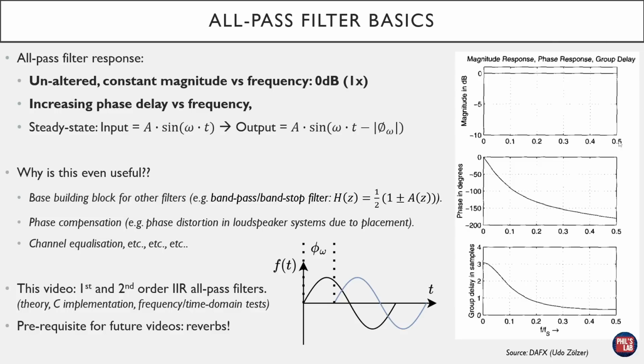On the x-axis, we have the normalized frequency. On the y-axis on the top graph, we have the magnitude in dB, and that's simply a flat line at 0 dB. However, the phase, which is the second graph below that, versus frequency changes.